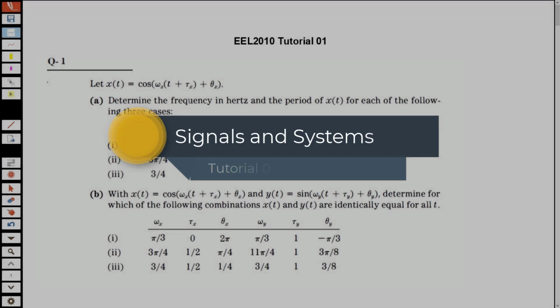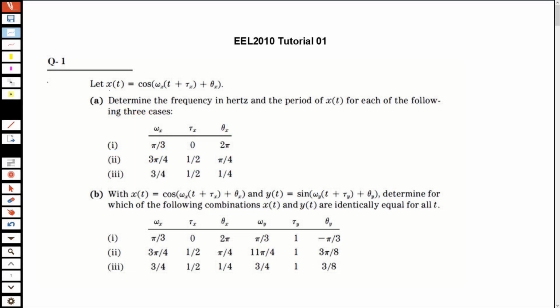So we start with the first question that says, let x(t) be a signal of the form cos(omega_x t plus tau_x) plus theta_x. That means here this omega_x is the angular frequency, right, in radians per second. t is the variable time. Tau_x must be some sort of delay in time, right? And theta_x is the initial phase difference.